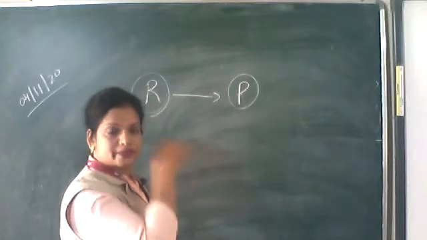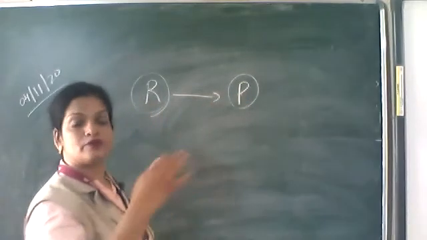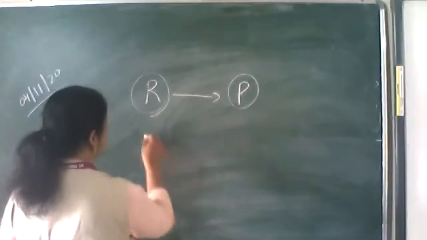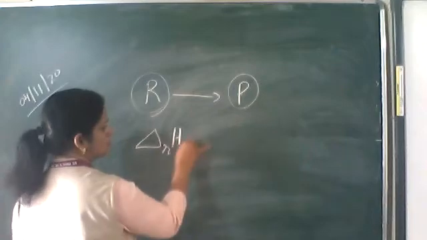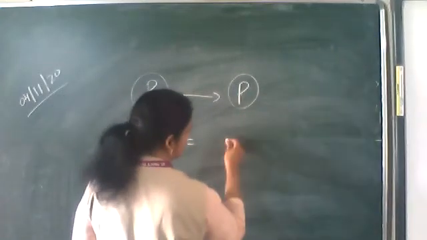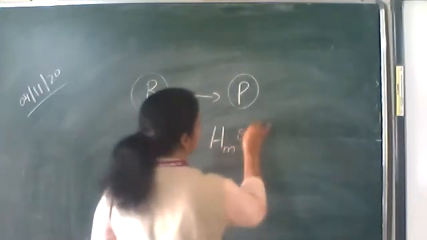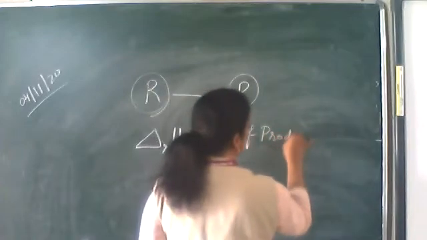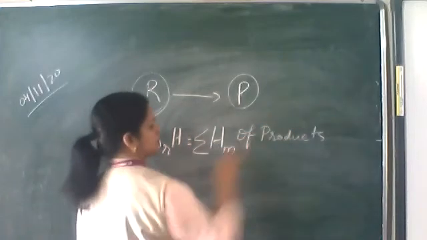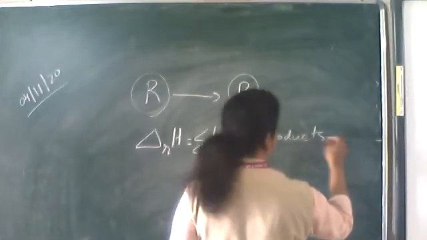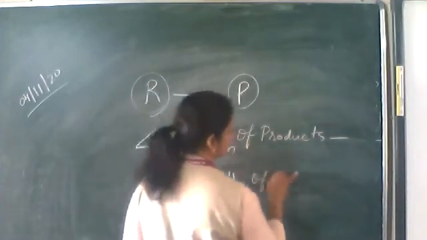Or enthalpy of this reaction can be written as enthalpy of products minus enthalpy of reactants. Delta R H, R stands for reaction, is equal to enthalpy of products. I'll write it in terms of molar enthalpy. Enthalpy of products, you write sigma so that you can add all the products if there are more than one, minus enthalpy of reactants.